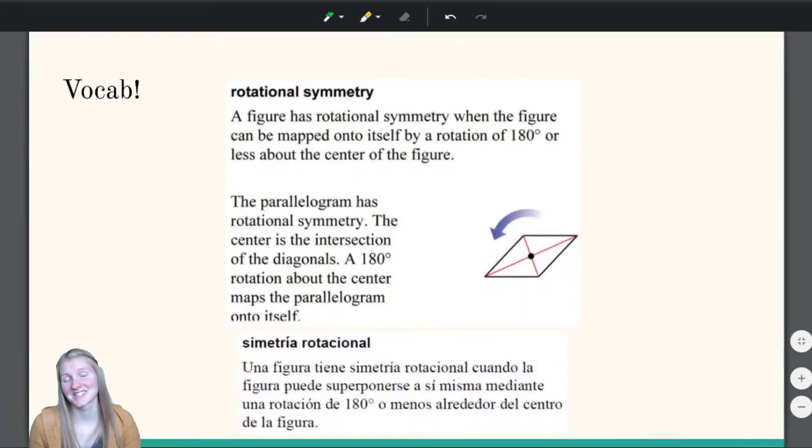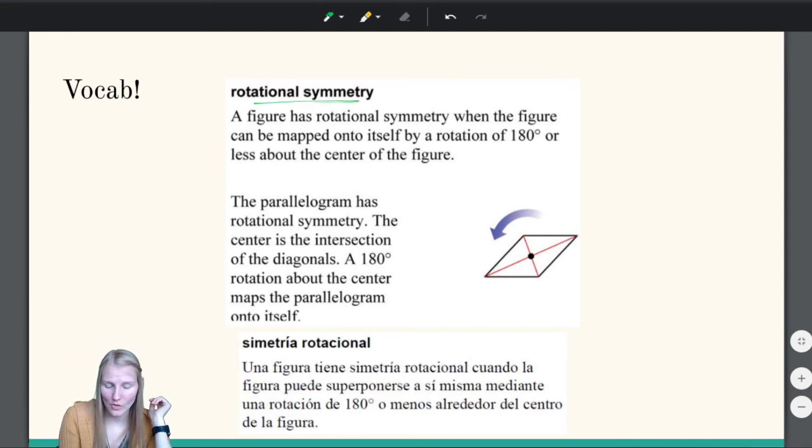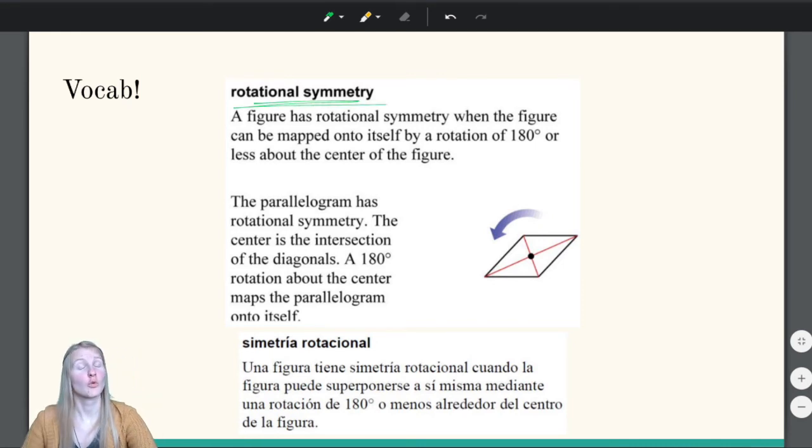Alright, the last thing that we're going to talk about in this lesson is rotational symmetry. Remember that our learning target and our success criteria asked you to learn what a rotation was and what rotational symmetry is. And our success criteria said that you needed to identify rotational symmetry. So that's what we're going to focus on in the next half of the lesson.